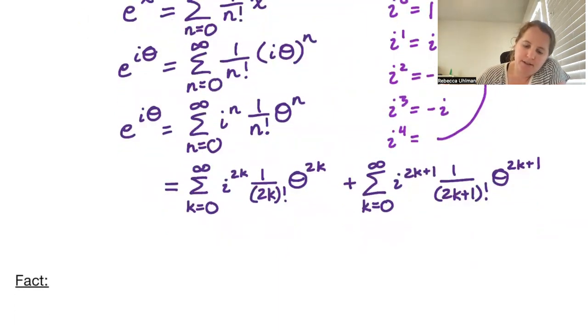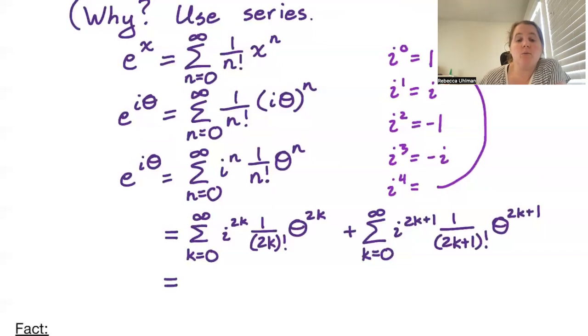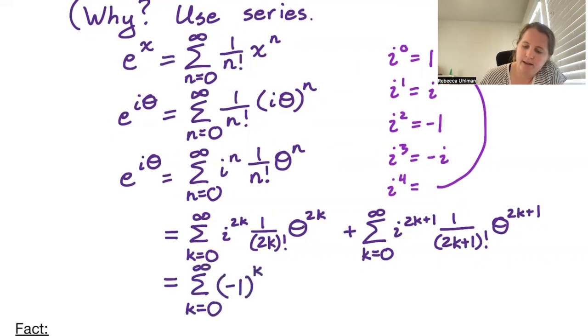This first piece here actually becomes just -1 raised to the k, since i squared is -1. And so we're looking at the sum from k equals 0 to infinity of -1 to the k times 1 over 2k factorial theta to the 2k.